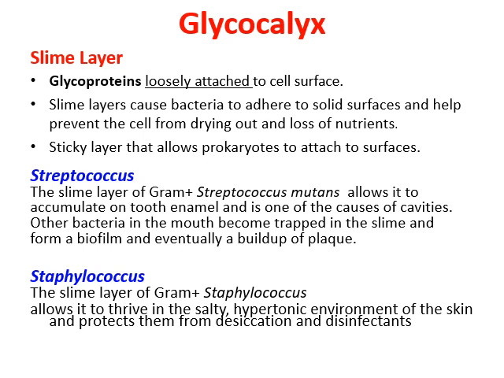The slime layer is most of the time glycoprotein and loosely attached to the cell surface. These slime layers cause bacteria to adhere to solid surfaces and help prevent the cell, as we said, from drying and losing nutrients. They are sticky layers, as we said, and they allow biofilm formation. For example, Streptococcus forms a slime layer. They are gram-positive microorganisms. One of the species is Streptococcus mutans. It allows it to accumulate on the tooth enamel and is one of the causes of cavities.